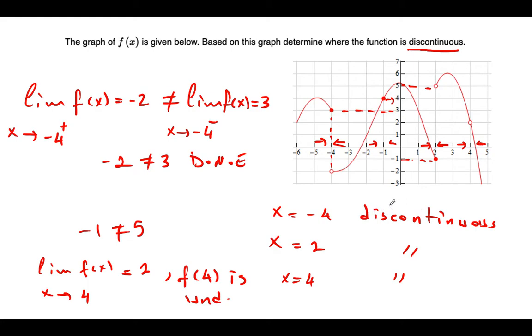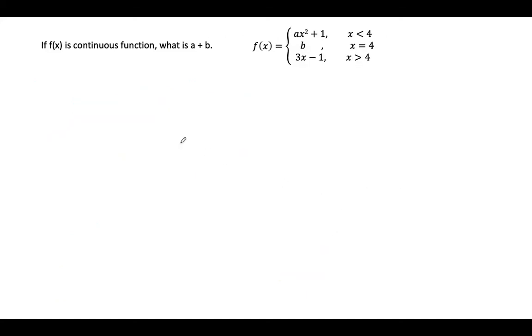Or we can say that the function is continuous everywhere except the points -4, 2, and +4. Now when we look at this kind of question, these are the famous question type. Even in the university, in the first year, you will see this kind of question in your midterm or final exam. So it says that if the function is continuous, find a plus b. So we have to know that if the function is continuous, limit of f of x at the given point must be equal to f at a.